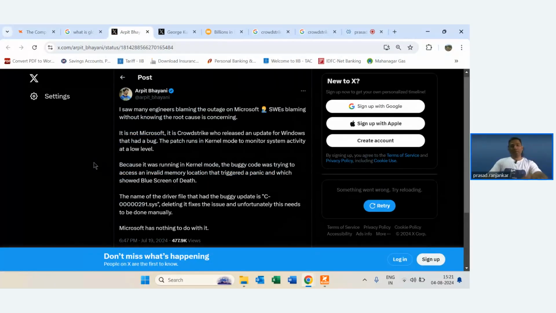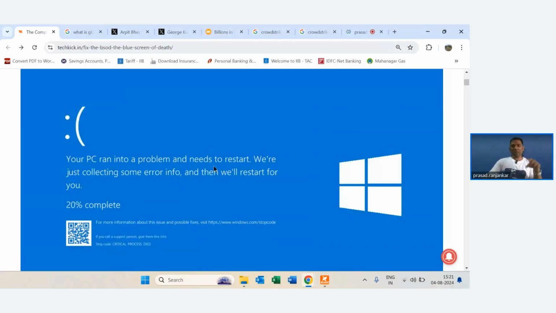There is one thread of tweets from Mr. Arpit Biyani. He is the CTO of one of the IT companies. He cleared some of the clouds. Basically, this issue is not from Microsoft. It's CrowdStrike who released an update for Windows that had a bug. That patch runs in kernel mode to monitor system activity. Because it was running in kernel mode, the buggy code was trying to access invalid memory, which is not allowed. That's why Windows got stuck on this blue screen of death.